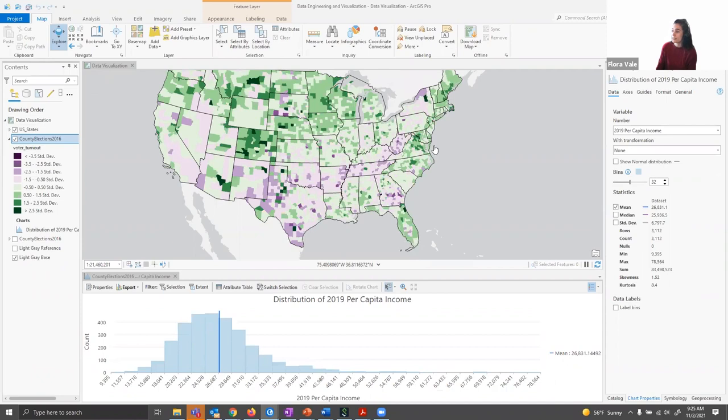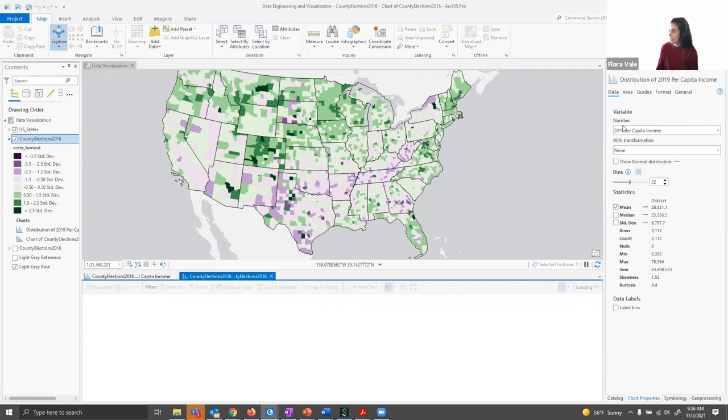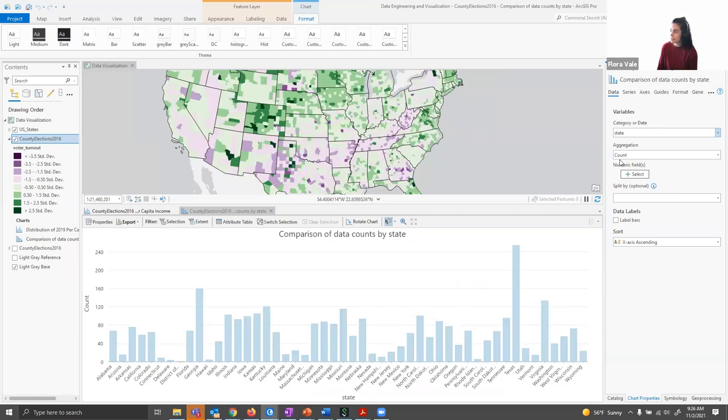So we have this county data, but through charts, I can aggregate and summarize at the state level. So I'm going to create a bar chart. And for my category, I'm going to choose state. And so we're going to get one bar for each state. And right now, by default, the aggregation is count. So we're really just counting how many counties are in each state, which is not particularly interesting.